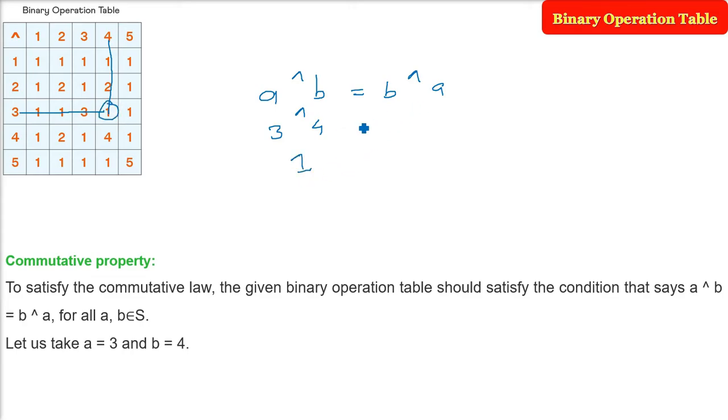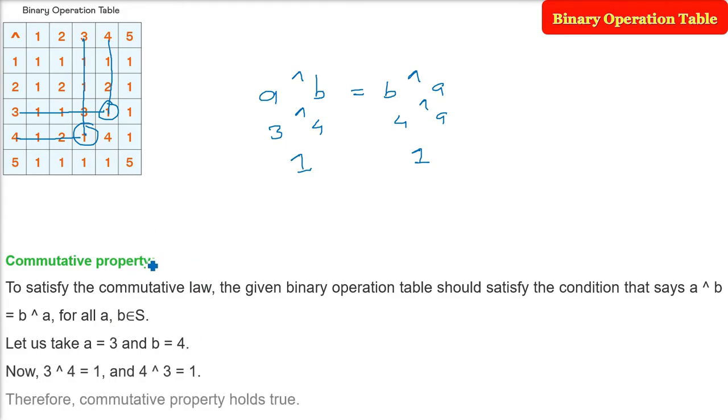Now you take B as 4, A as 3. So horizontal you will take 4, vertical you will take 3. And what is the result here? 1. So in both the cases, you are going to get the result as 1. Right? So 3 cap 4, 4 cap 3 is 1. So the commutative property is also holding here.